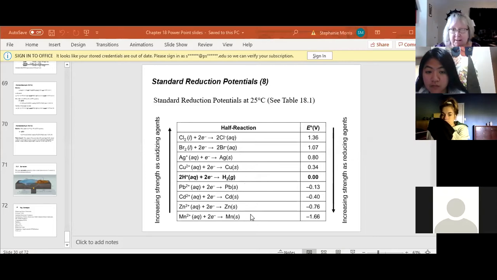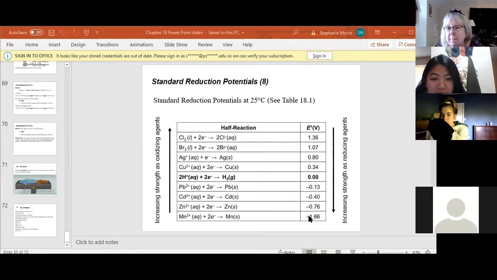Now, let's think about this. Which one of these numbers would you keep at the cathode? They're all negative, I get it. Which one would you keep at the cathode? The most positive one, which is this one.